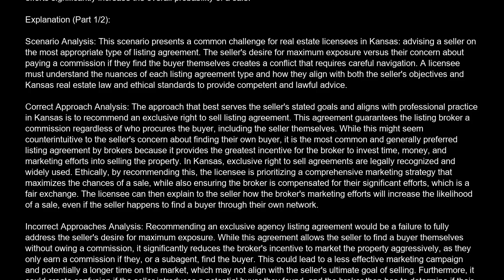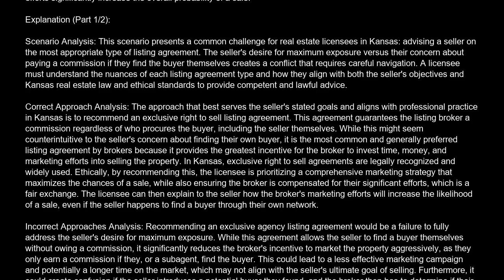Incorrect approaches analysis. Recommending an exclusive agency listing agreement would be a failure to fully address the seller's desire for maximum exposure. While this agreement allows the seller to find a buyer themselves without owing a commission, it significantly reduces the broker's incentive to market the property aggressively, as they only earn a commission if they, or a subagent, find the buyer. This could lead to a less effective marketing campaign and potentially a longer time on the market, which may not align with the seller's ultimate goal of selling.